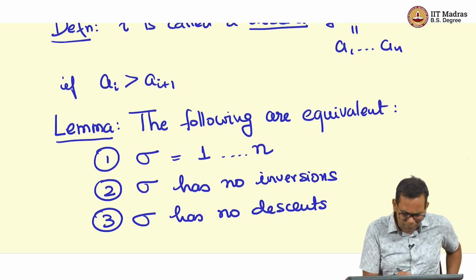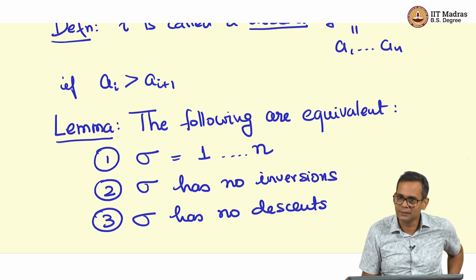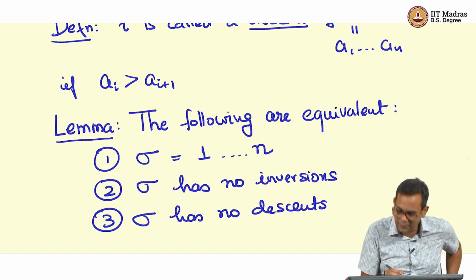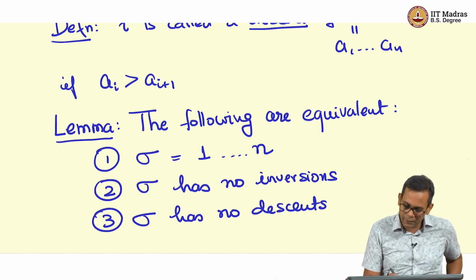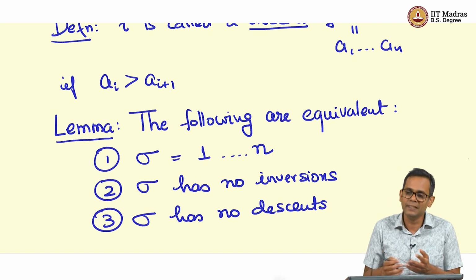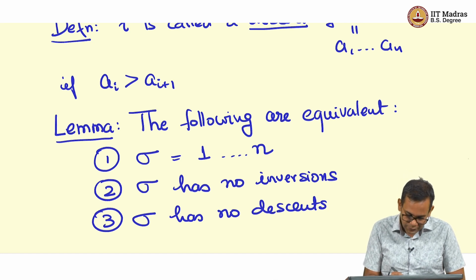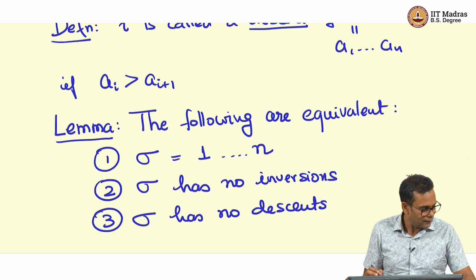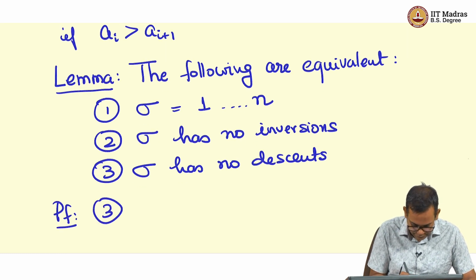Well, I think we have already proved that 1 is equivalent to 2 using inversion tables. But anyway, 1 implies 2 is completely obvious, and that 2 implies 3 is also completely obvious, because a descent is a particular instance of an inversion, right. So, we just need to show that if a permutation has no descents, then it must be the identity permutation. So, we just need to prove that 3 implies 1.